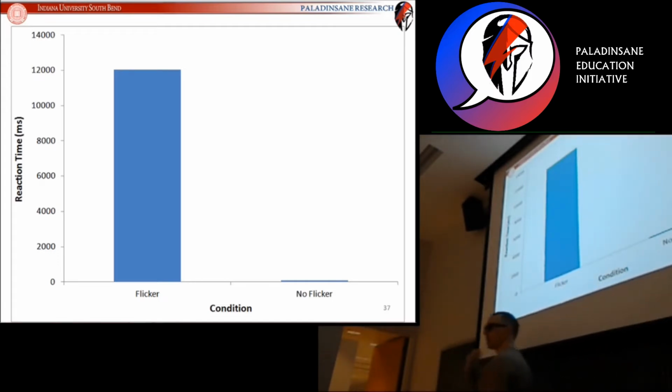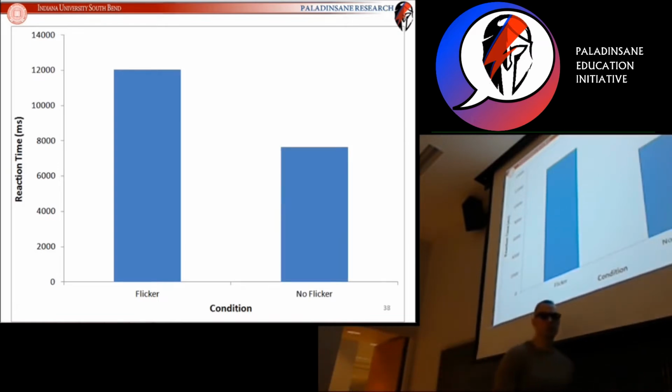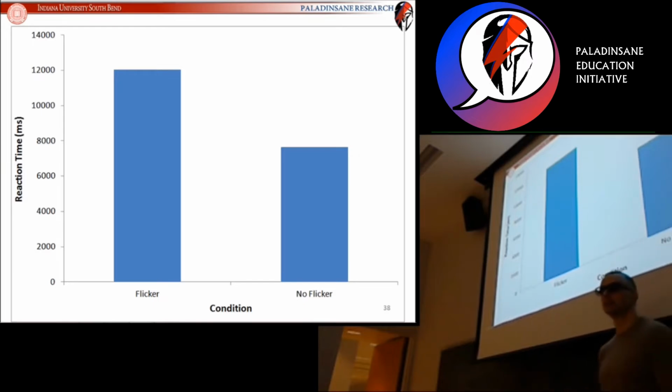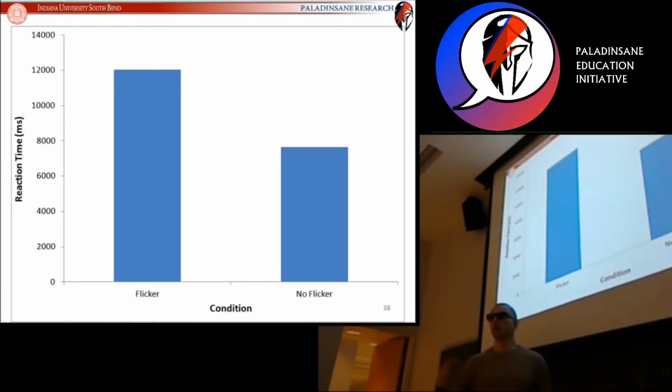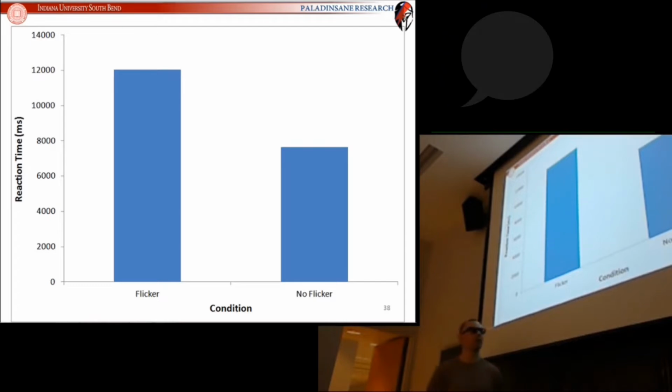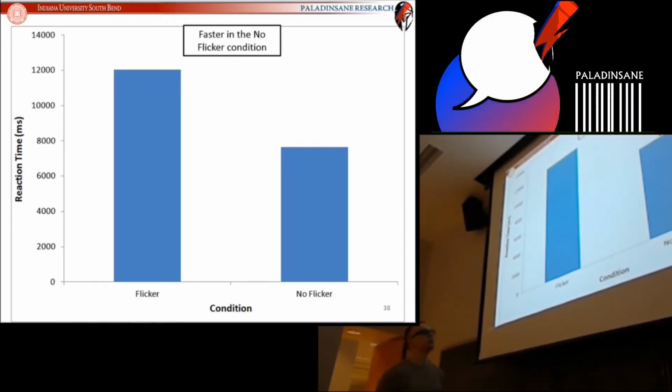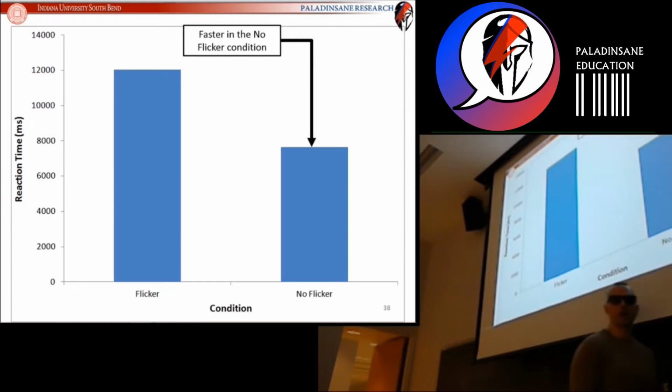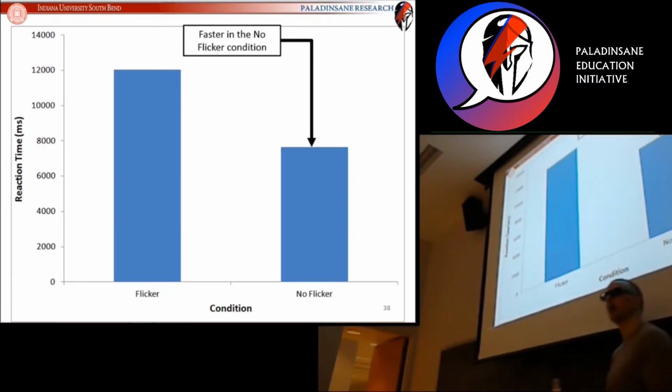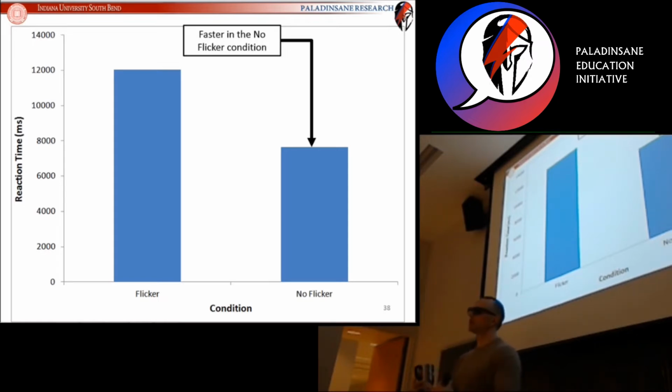So that's a very long time. In cognitive psychology, 12 seconds is an eternity in terms of how long this took. The no flicker condition, you took way less time. In the no flicker condition, you took about half that time, 6 seconds. So not only are we more accurate in the no flicker condition, we are actually also faster in the no flicker condition. So it's almost a double whammy of being better in this no flicker condition. Clearly, some sort of different processing is occurring in that no flicker condition.